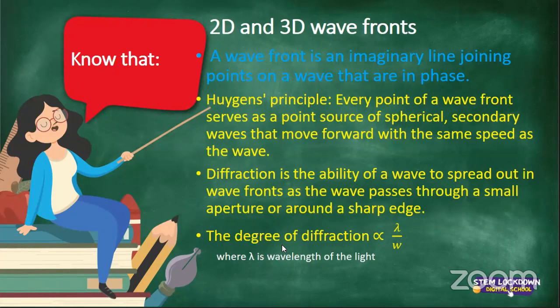2D and 3D wavefronts. We are saying that the wavefront is an imaginary line that is on the wave, and that every point on it is a source of waves that move forward with the same speed as the wave.